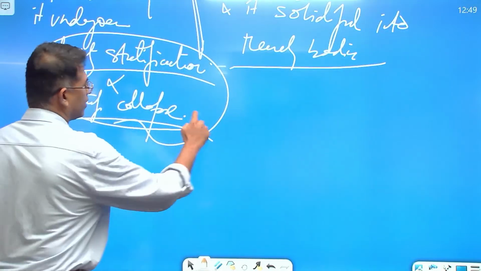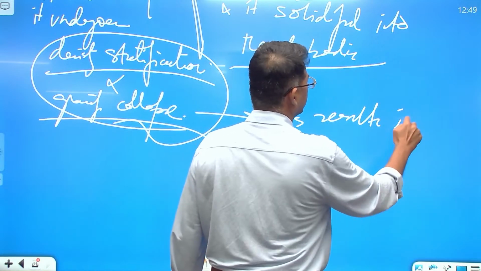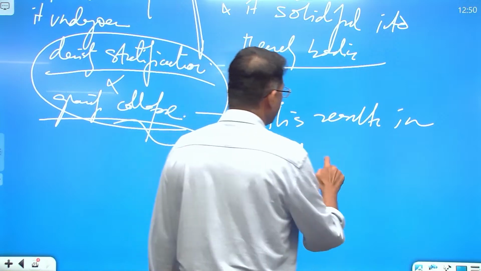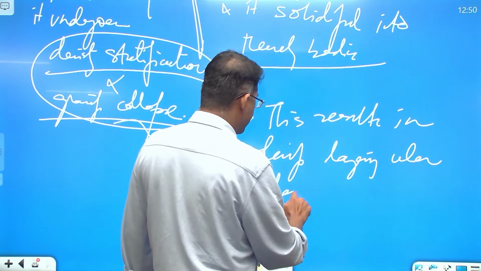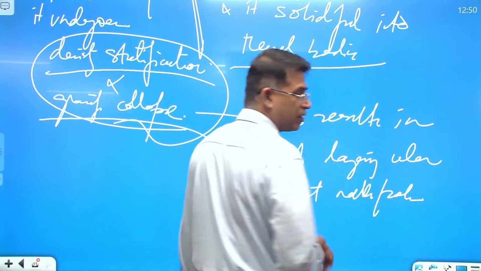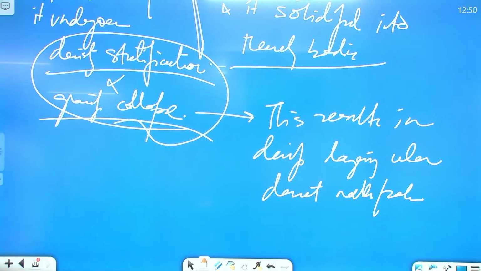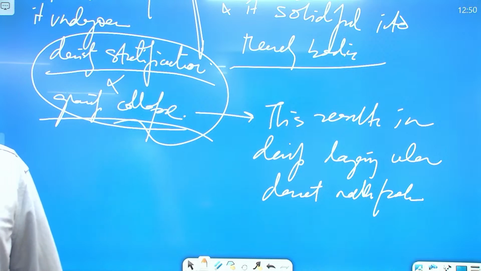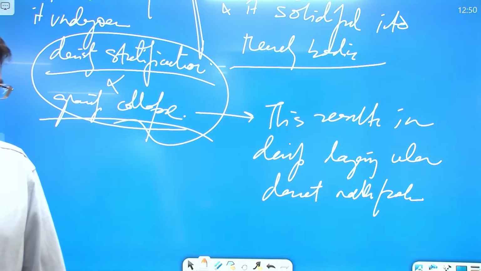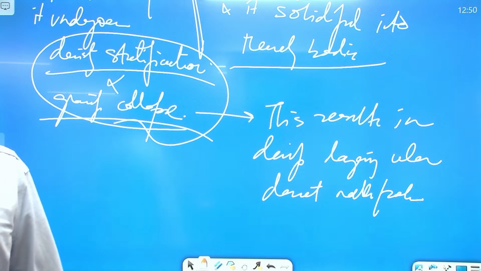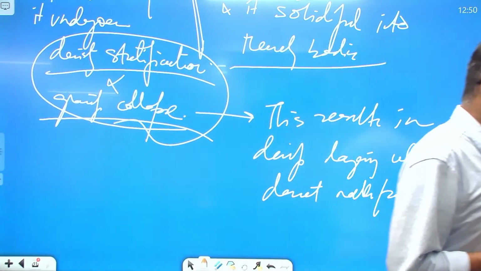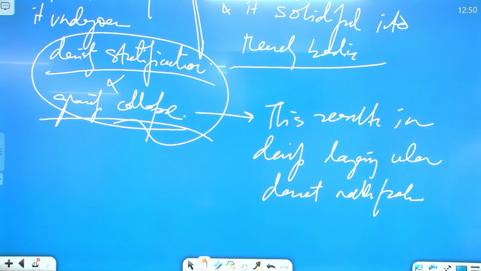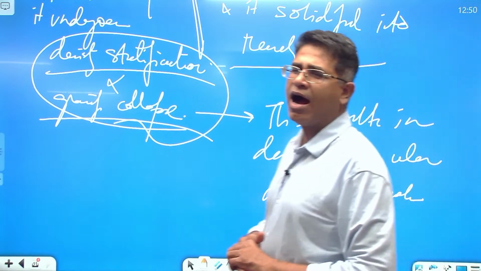So this results in a density layering where the densest matter, the densest rocks, become the core, and the progressively lighter matter forms layers outwards. Keep writing, please. This results in density layering, where the densest matter becomes the core, and the progressively lighter matter forms the layers outwards.